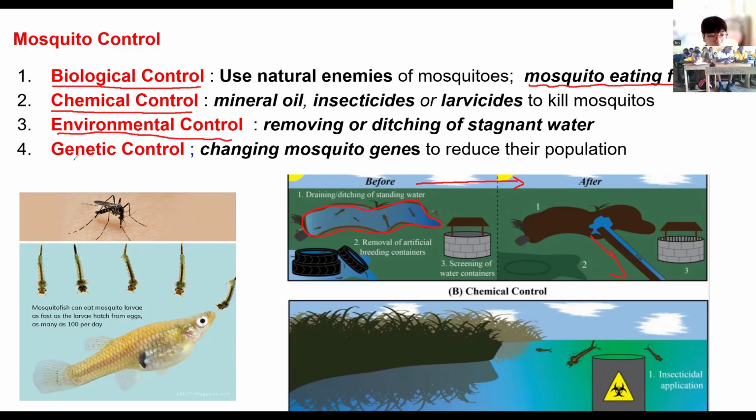And the last option is genetic control. It's more of a recent change. It's about changing mosquito genes to reduce their population. All of these are different types of controls that we use to control the population of mosquitoes.